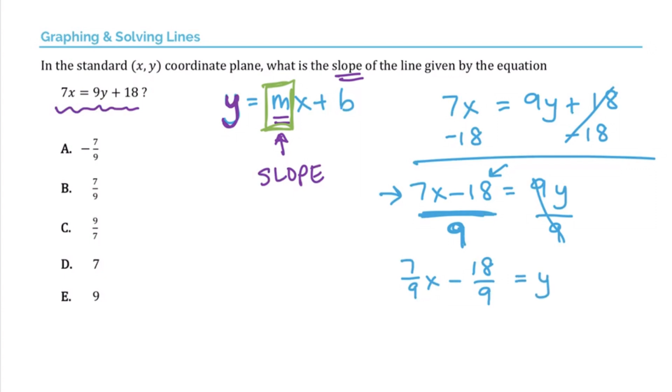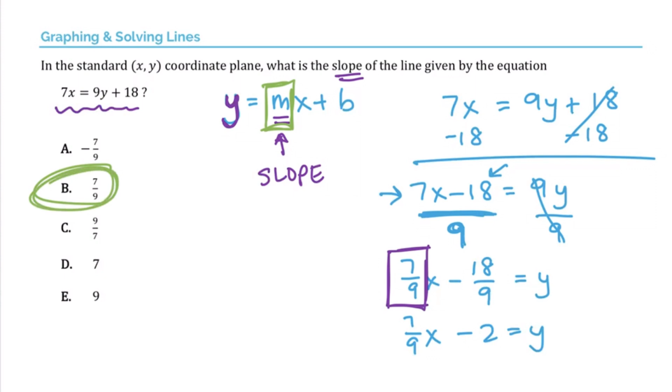That's equal to y. Now technically at this point, if we needed the full equation of the line, I would simplify one step further and do 7/9 x minus 2 equals y. But we don't actually have to do that here because it's only asking us to find the slope. And remember, the slope is right here. It's what's in front of the x. So the correct answer is 7 over 9, which is b.